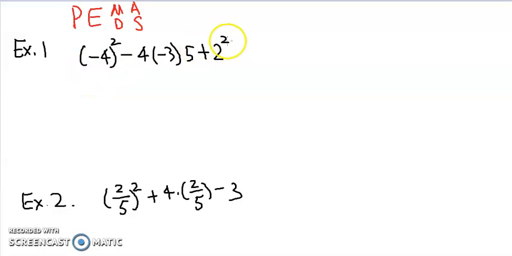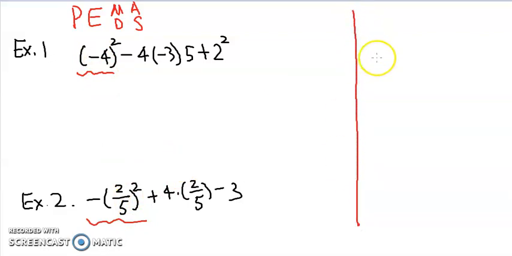First of all, I want to clarify two symbols, -4 squared and negative 2/5 squared. Notice the difference. This minus sign is included in the parentheses, but this minus sign is not included in the parentheses. Are they the same or are they different? They are different. So here I want to go over the exponent a little bit.